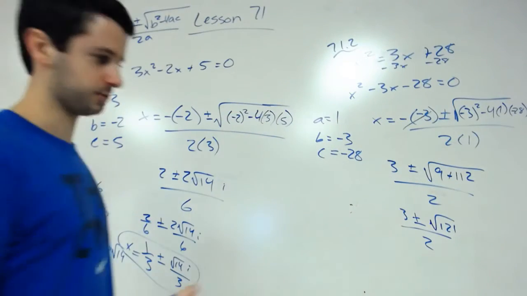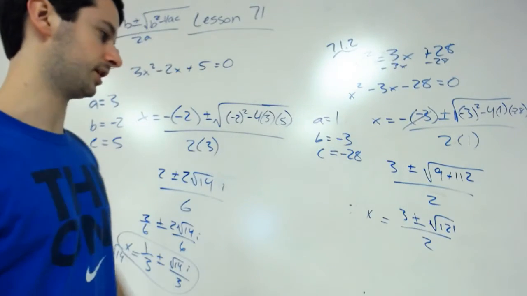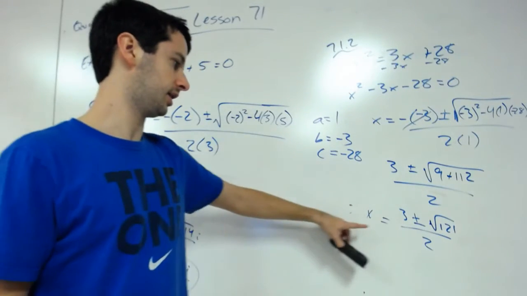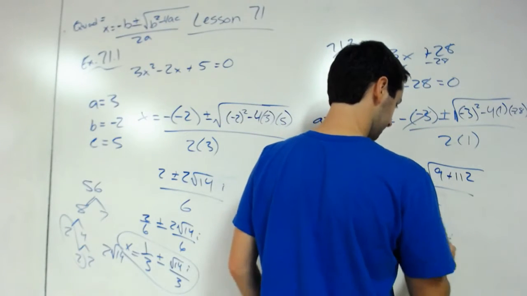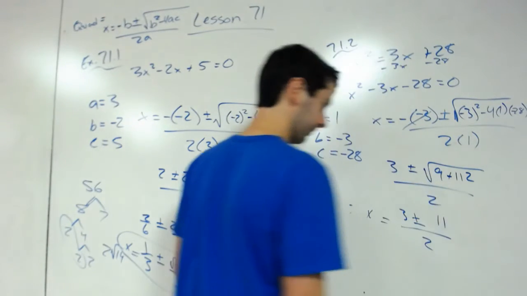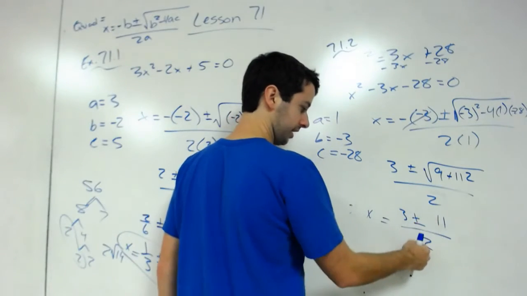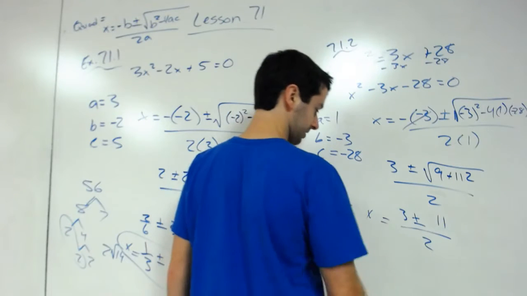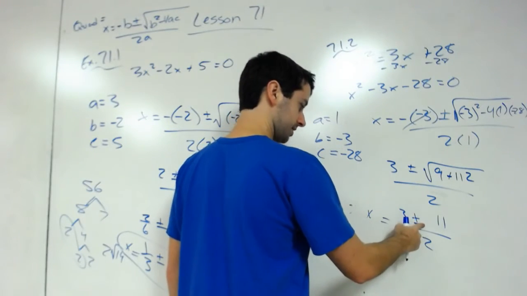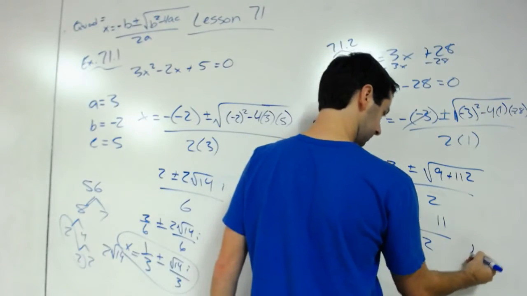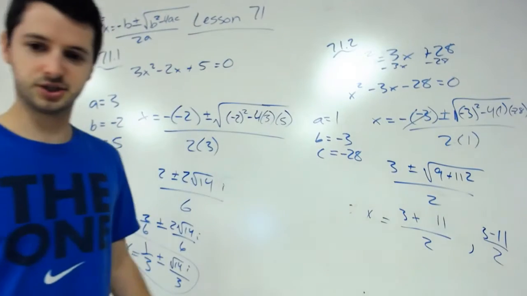Once you get to this point, remember, all this equals x. So we actually have a problem we can solve here. The square root of 121 is 11, so I'm going to replace that with 11. And really we have two equations here: 3 plus 11 divided by 2 and 3 minus 11 divided by 2. So I'm going to separate those, and we're just going to solve for both of those.